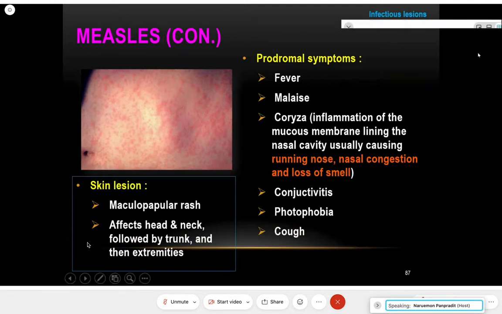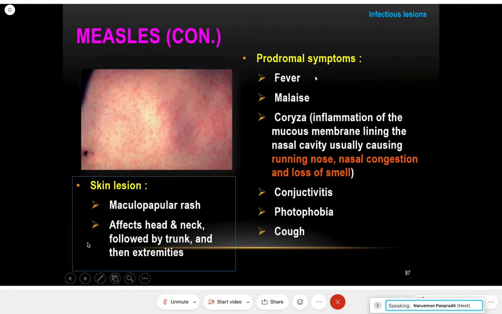The skin lesion shows a maculopapular rash affecting the head, neck, thoracic trunk and extremities, as small rashes. But when we focus on the oral lesion, the oral lesion comes before the skin lesion.